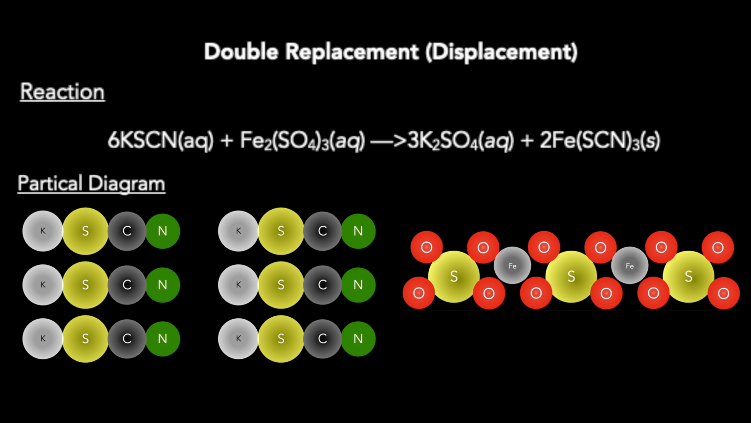In double displacement reactions, we always have what we can simplify as partner swapping. We have a cation A and a cation C that are bonded to anions B and D. When the reaction proceeds, the cations swap partners with their respective anions. A will then bond with anion D, and C will then bond with anion B.